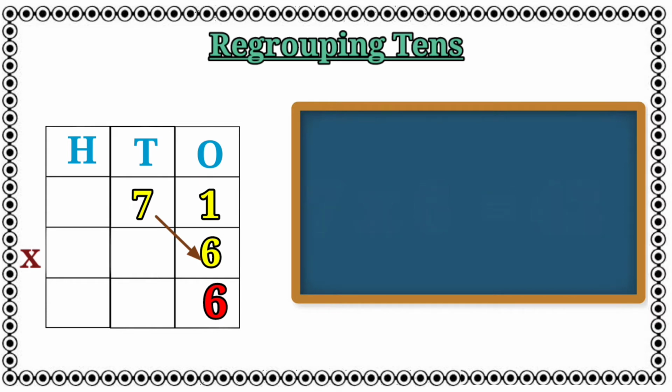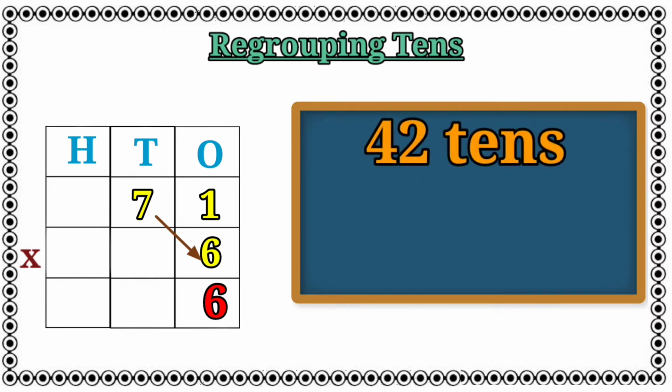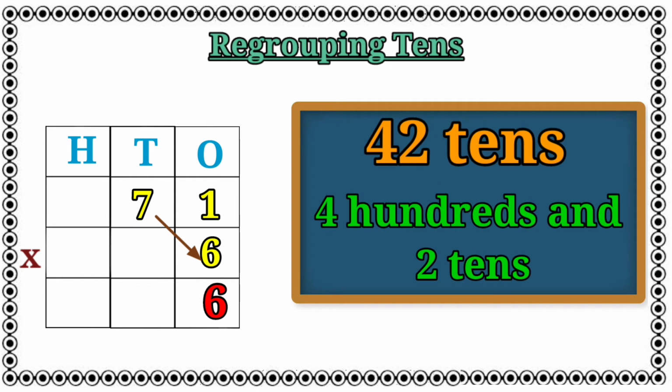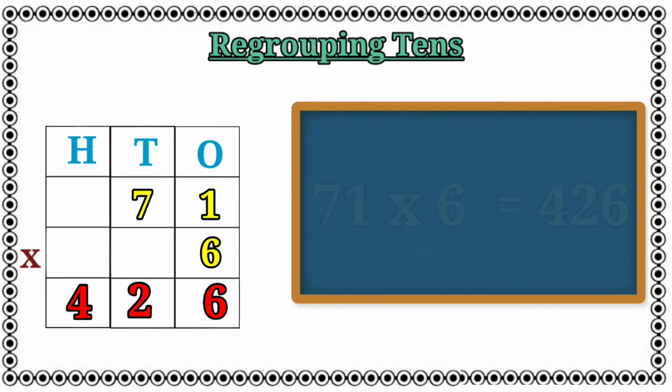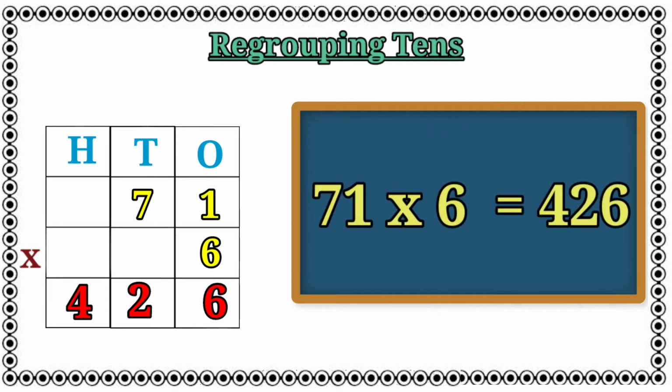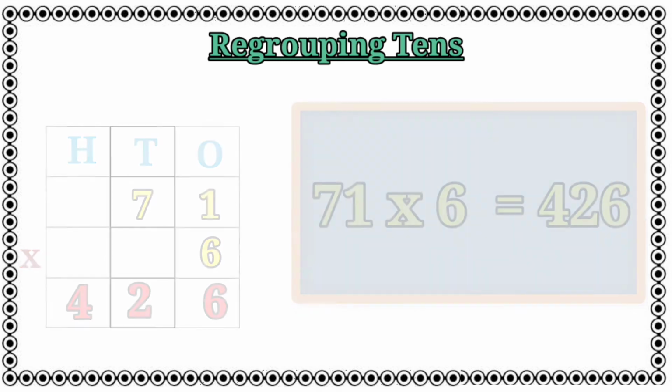We know that 42 tens is the same as 4 hundreds and 2 tens. Let's write the number 2 in the tens column and 4 in the hundreds column. Therefore, the product of 71 into 6 is equal to 426. Okay, let's see the next example.